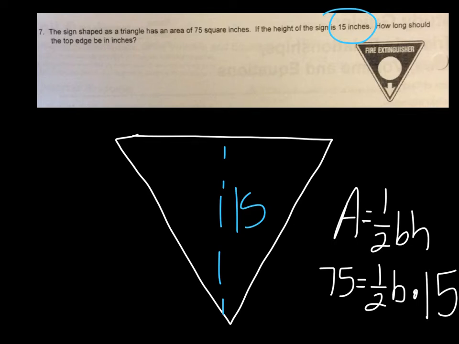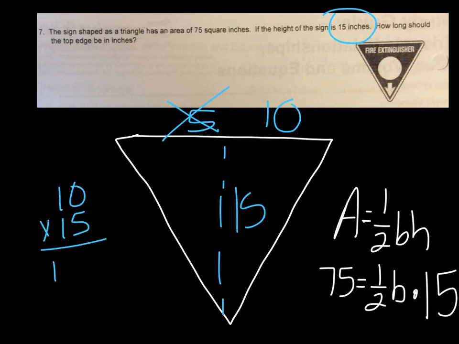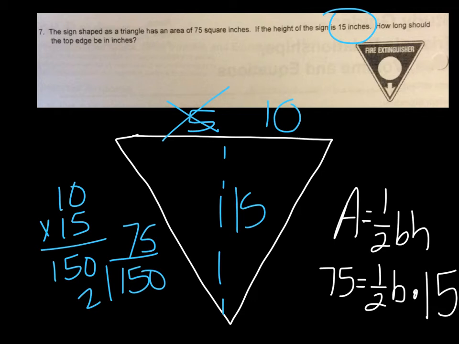But if I put 5 here, that would not be long enough because we have to divide by 2. So it's not going to be 5, it's going to be 10. 10 times 15 is 150, and then 150 divided by 2 is 75, and that's what our area equals. So the correct answer would be 10.